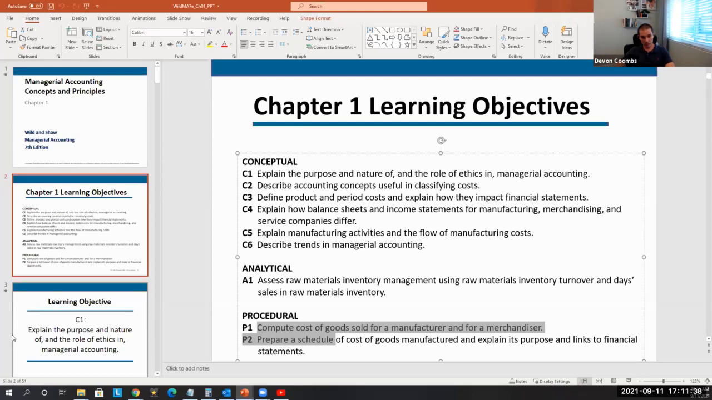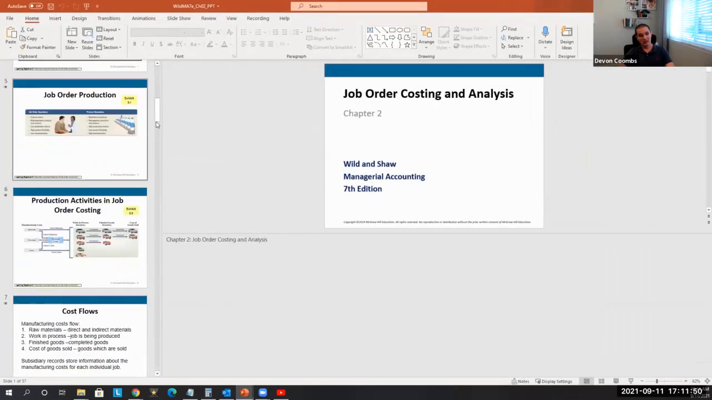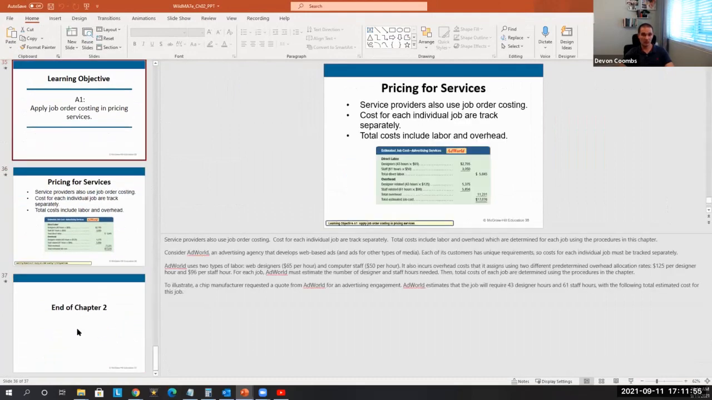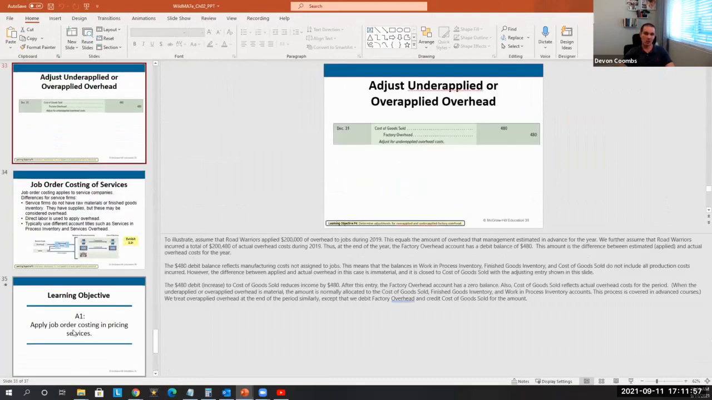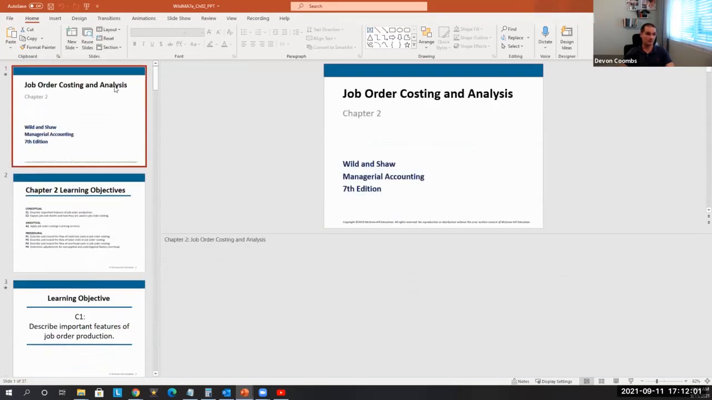If not, I can give everyone a break till 10:20, and then we'll go over chapter 2. Chapter 2, we're going to be talking about job order costing next. It's about the same duration and a little fewer slides, but we're going to be talking more about how we use all of these concepts and apply them to specific jobs.